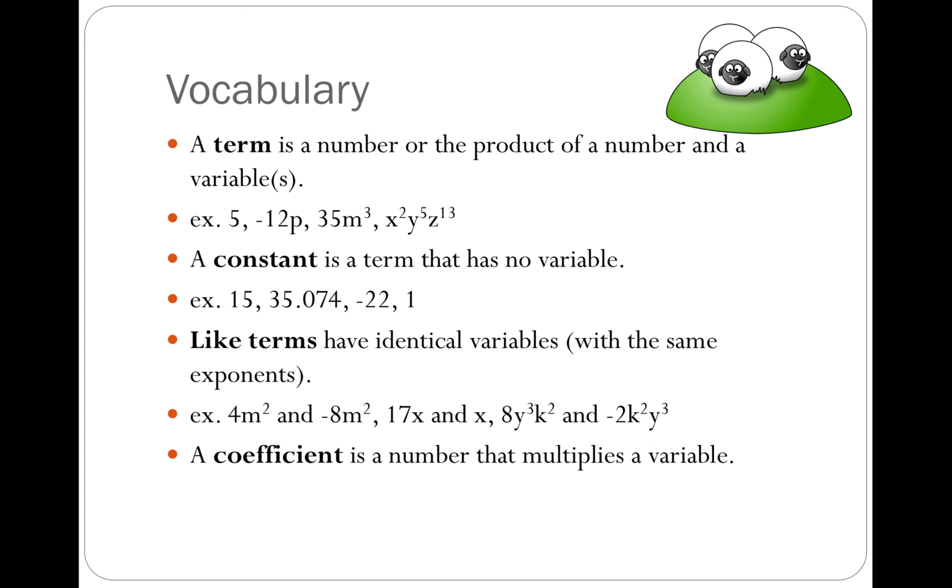And a coefficient is a number that multiplies a variable. So in 4x, 4 is the coefficient. In negative 13y, negative 13 is the coefficient. In 54mn, 54 is the coefficient.